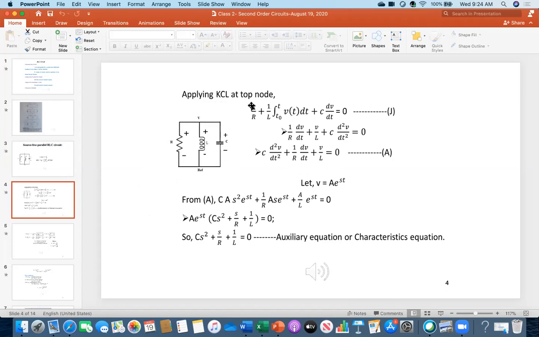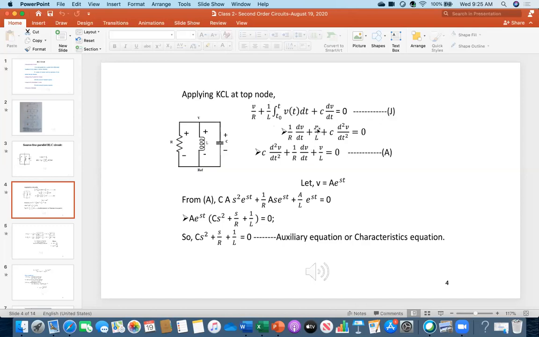Therefore, what is the current across this branch? The voltage is V and the resistance is R, so V over R. What's the current across the inductor? 1 over L times the integration from t naught to t, at a certain time t, of v(t) dt. And for the capacitor, C dV by dt. And that is equal to 0. I gave this equation number J.